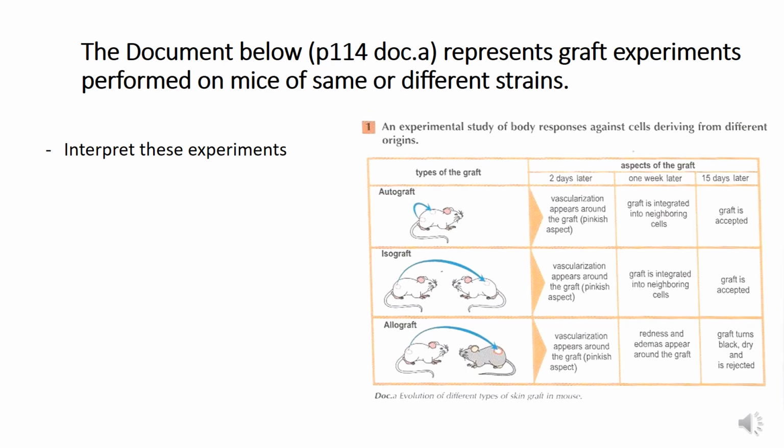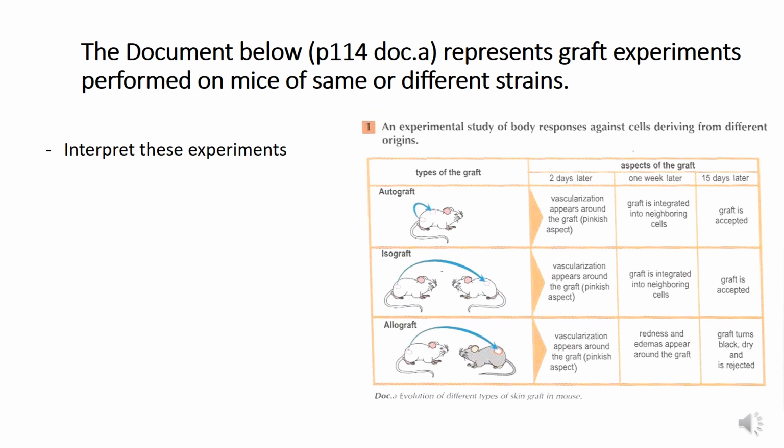The aspects of the graft are the same 2 days later. Vascularization appears around the graft with a pink color in the 3 cases of grafts. However, 1 week later, the graft is integrated into neighboring cells only in the case of autograft and isograft. However, in the case of allograft, where the individuals are genetically different, there is redness and edema around the graft. This shows that the reaction of the organism appears starting the 7th day.